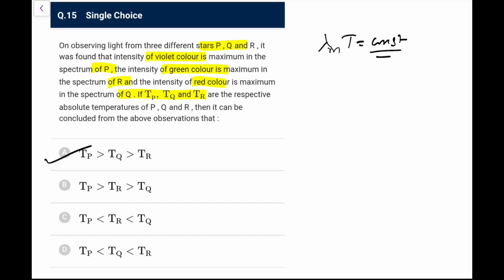So it's an easy one for you. Go for option A. You can see red is for Q, sorry, the red one is the least one, not R. R is not for red, red is for Q. So Tp greater than Tr greater than Tq. Go for option B here.